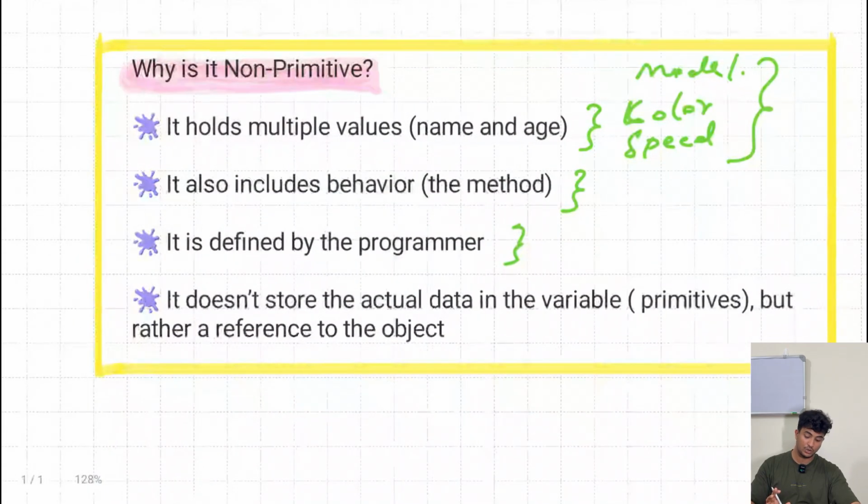And it doesn't store the actual data in the variable, but rather a reference to the object. In primitive data types like integer, whatever data we are giving is directly stored inside that. But when I create a class, it is not going to be like that. First it is going to create a reference value for a memory location, then it stores over there. Whenever I want to call a method, it is going to first access the reference value, then it gets the method. It is not going to directly fetch me the value, because multiple objects can be created for a single class.